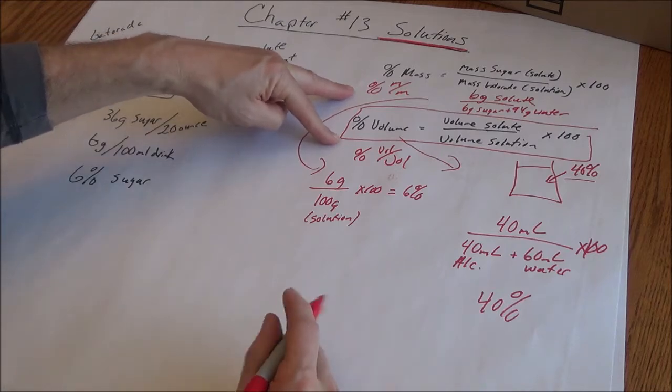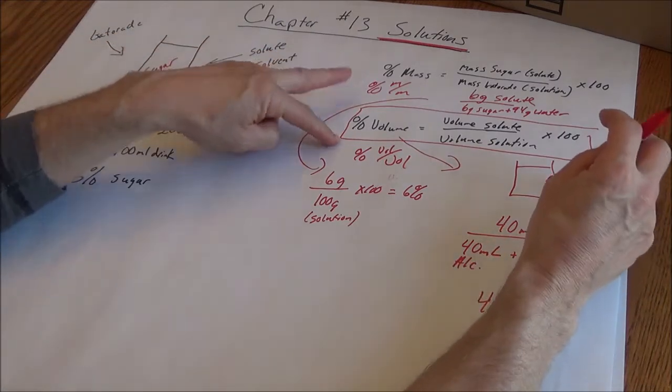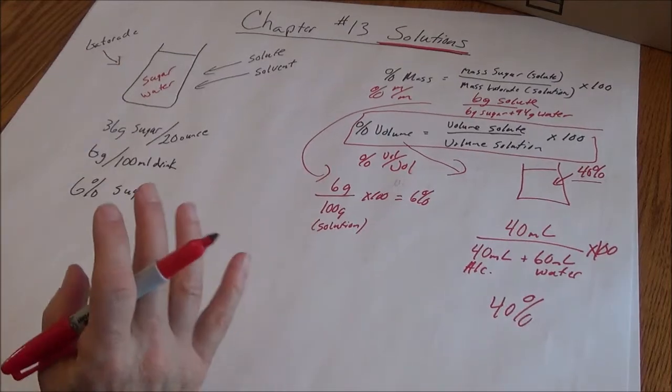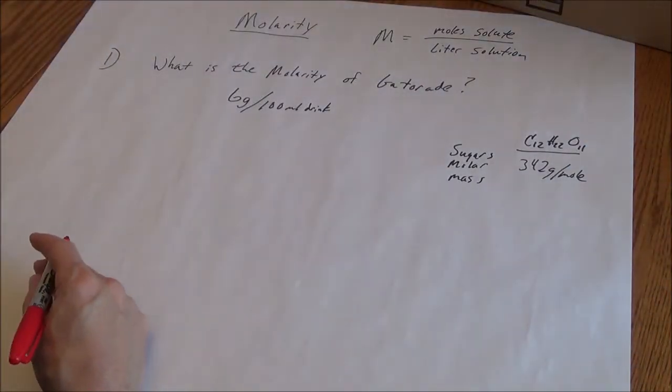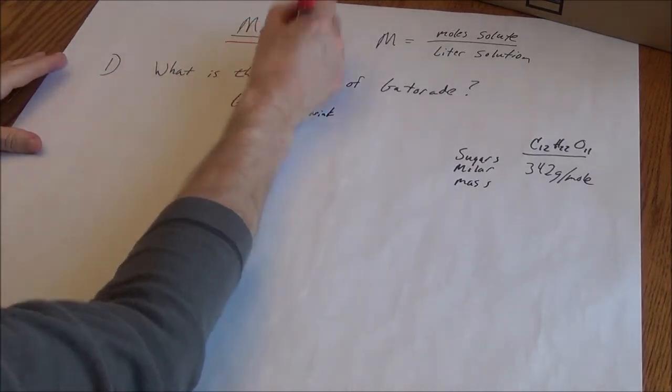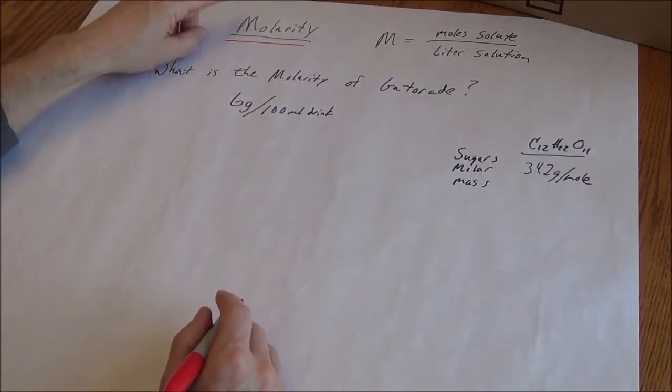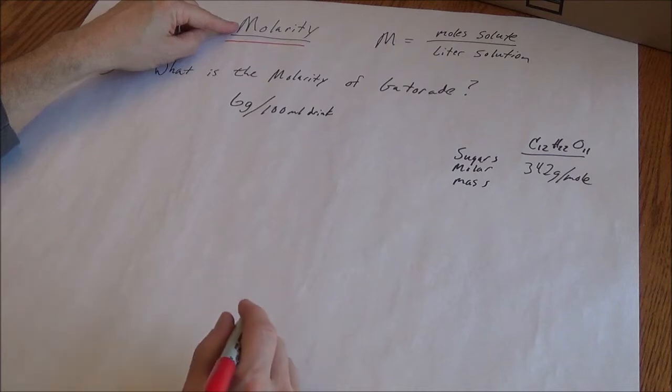And again, why would you be interested in that? Well, you want to know how much alcohol's in your drink, you want to know how much sugar's in your drink. Now chemists use both of these, but for a chemistry student, something called molarity is much more important, because molarity keeps track of actual numbers of particles, not just their weight or their volume.